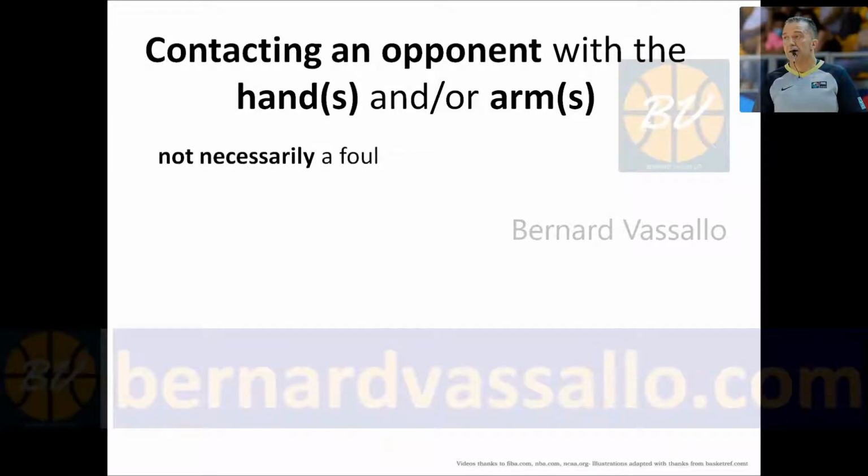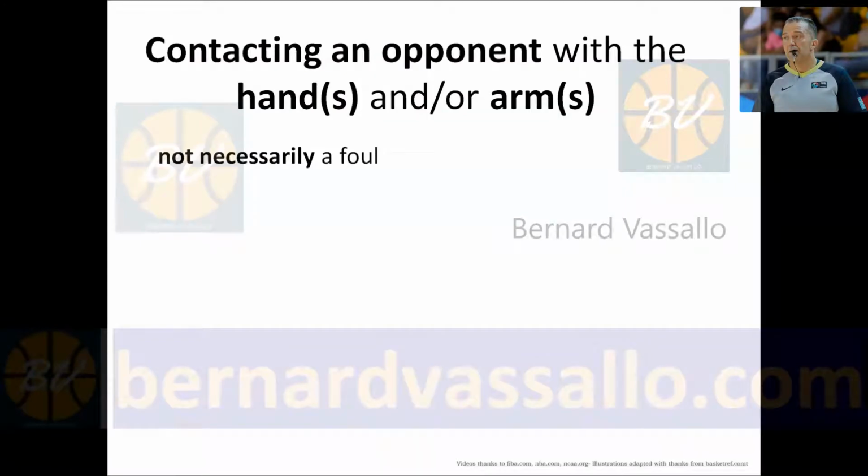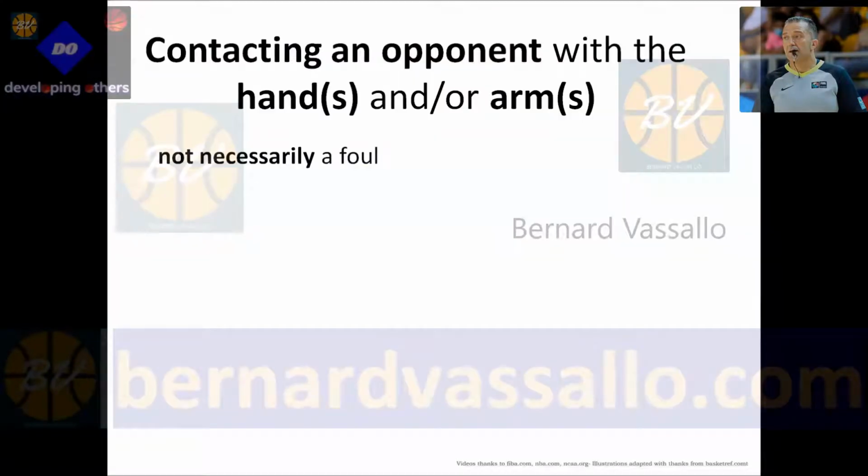The topic today is contact, and I'm going to discuss contacting an opponent. Therefore, both from the defensive end and even the offensive end, contacting an opponent with the hands or the arms. And as you could see immediately, there's a reference to not necessarily a foul. Why? Because the touching of an opponent in itself is not necessarily a foul.